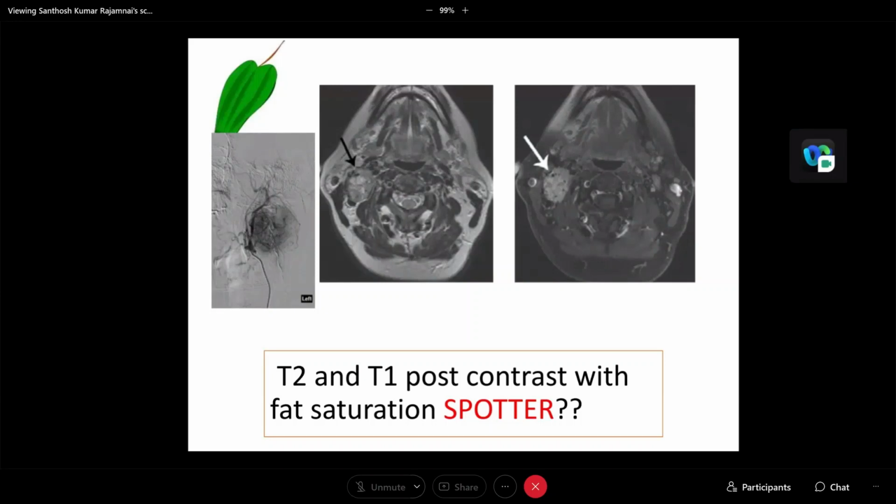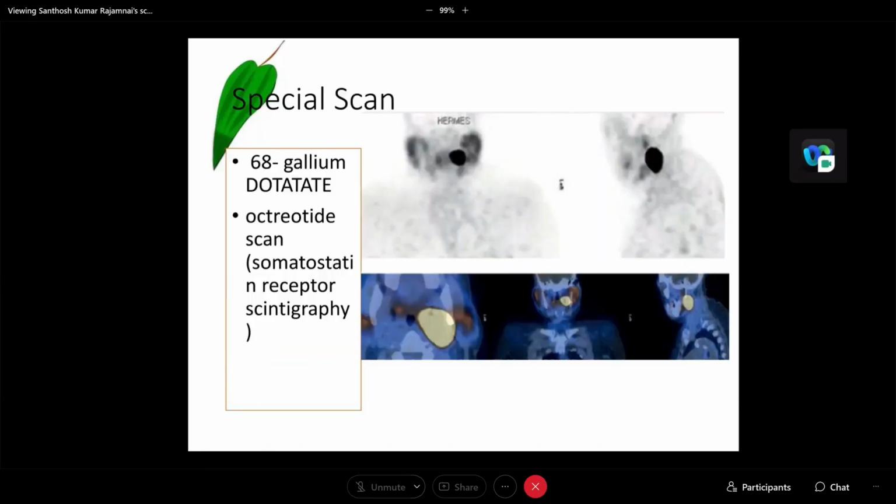And that salt and pepper appearance classically you can see at the white arrow, and you can also see, the left one is a digital subtraction angiography. You can see intense tumor blush, right? What is called intense tumor blush. You can see the blackish coloration on the digital subtraction angiography. That is intense tumor blush, showing that it is a vascular tumor, a paraganglioma.